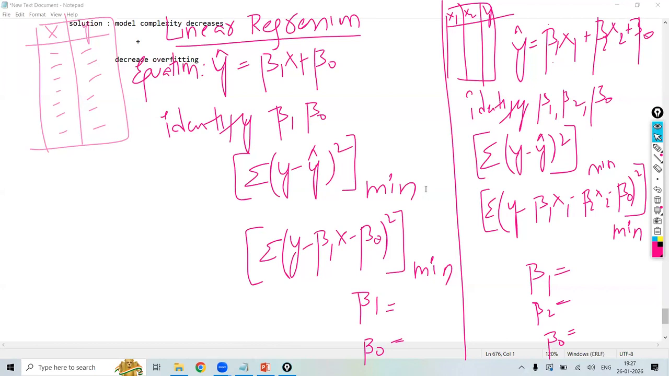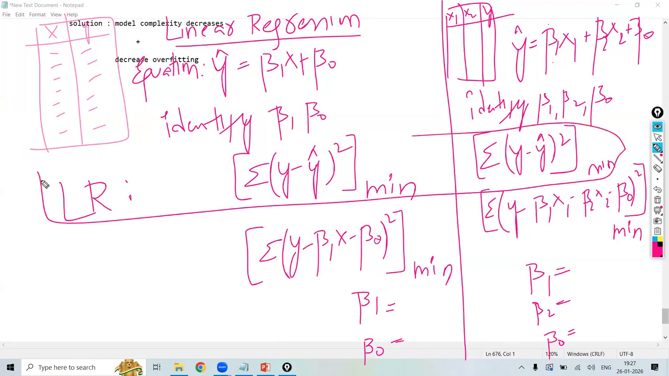Second example, multiple linear. Multilinear. Exactly, Nitish. Clear? Everyone has written step by step. For linear regression, this is the main important point: the sum of the squares of error to be minimum.